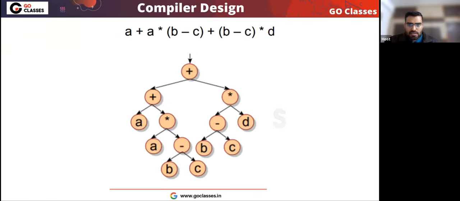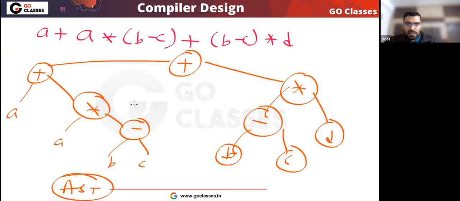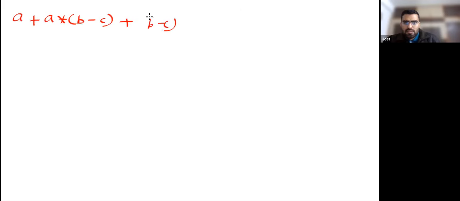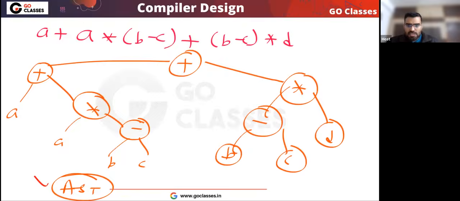You can notice here this expression we have. For this expression, this is the abstract syntax tree. Now for the same expression, what will be the DAG, directed acyclic graph? The expression is A plus A into B minus C, and then B minus C into D. So this is the expression we have.